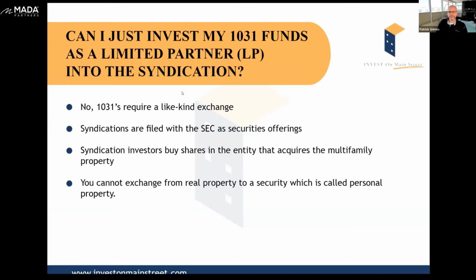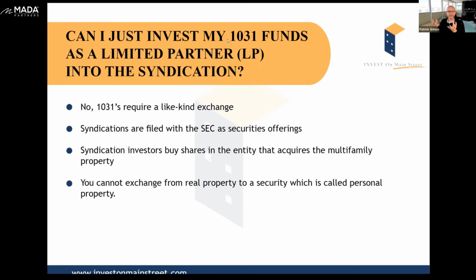So the other one is, can I just invest my 1031 funds as a limited partner into the syndication? This is, hey, I'm a landlord and I want to take my 1031 funds, Patrick, and invest them into your deal as an LP, a limited partner, passive investor. And that's a big no. The reason why is that investing in a securities offering is what's called personal property, not real property. And one of the rules of 1031s is that you can only go from real property to real property.